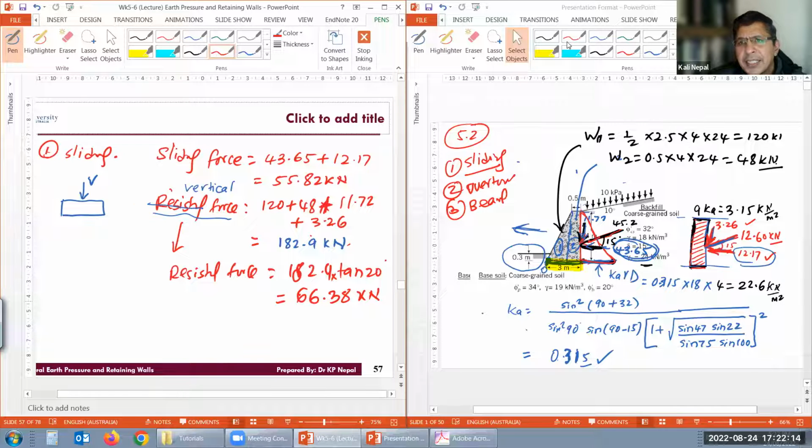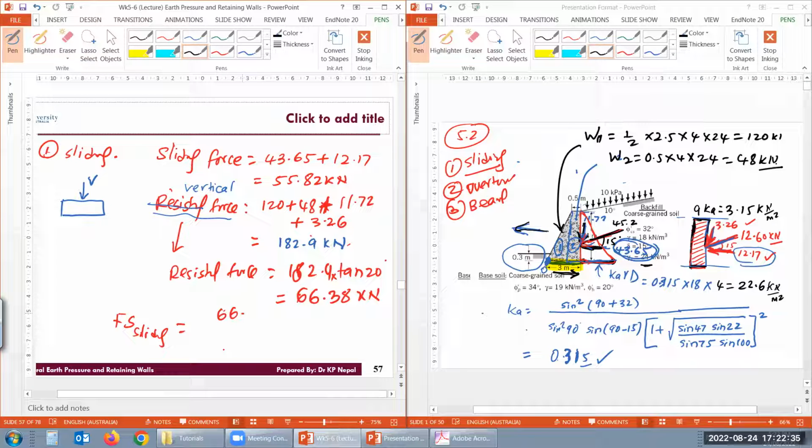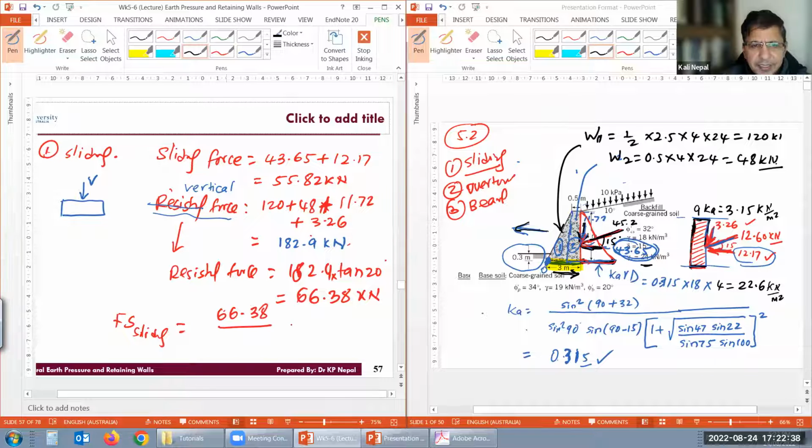That provides force here. Can I just draw that much force? It provides this side, and the other force is on this side. You see, that much is pulling, that much is pushing in. What is the factor of safety now for sliding? Factor of safety is always resisting over sliding, 66.38 divided by 55.82, right? This is the resisting force divided by the sliding force. How much is the factor of safety now for sliding?